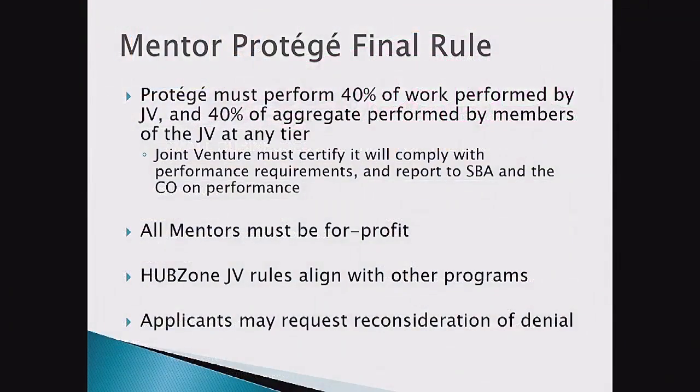The rules are the same as they are for 8A. We want the protégé to do 40% of the work, and it's 40% of the aggregate at any tier. You can't have a mentor who does a lot of the work and then subcontracts to itself to do even more. It's 40% of the total that has to be performed by the protégé, and there will be reporting on this to the CO. And we did align the HUBZone rules again to make it easier to joint venture in that program. Previously, in a HUBZone contract, you had to joint venture with another HUBZone. Now a HUBZone can joint venture with another small business on a HUBZone contract.